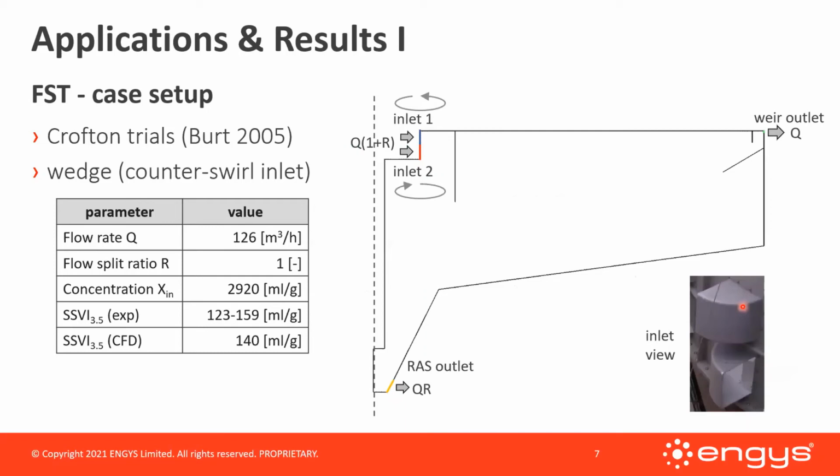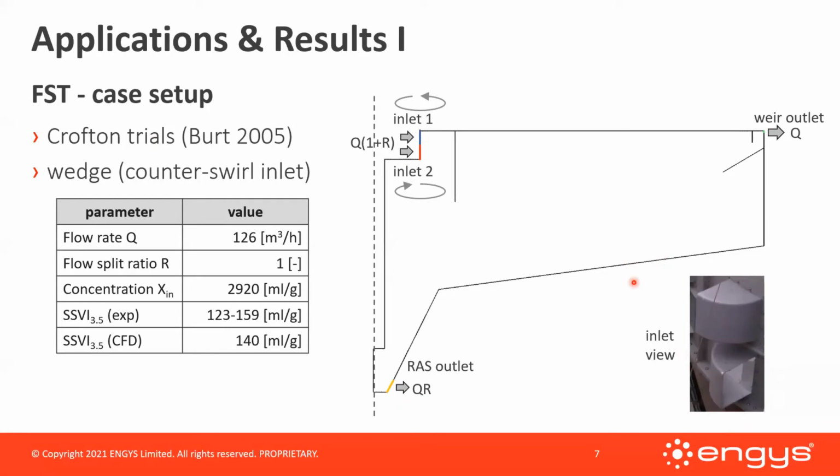With this, we come to the applications part. In the first case, taken from the PhD thesis of Bert, a comparison between CFD results and the reported results from the Crofton trial experiments is performed. The case is a final settling tank with about 1 milliliter volume. The inlet is located near the center and is injecting wastewater in circumferential direction with counter swirl, as you can see here in this picture, showing 2 of those inlets.